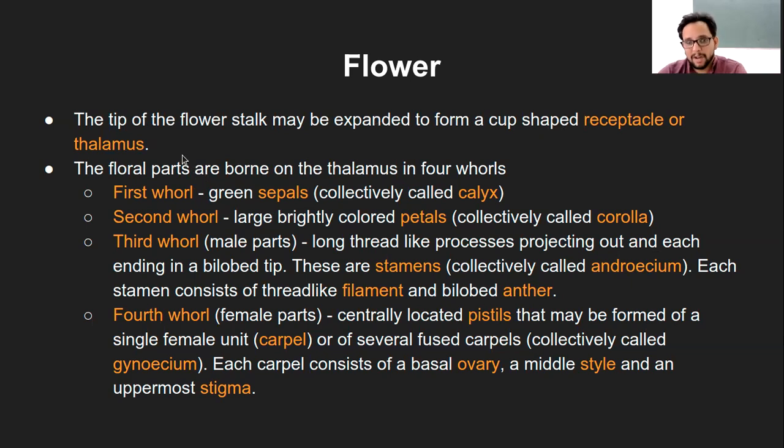Now the other floral parts, which we commonly see, are classified into four different components, or they are also called whorls. So the floral parts are borne on the thalamus, that means they are present on the thalamus, which is a cup-shaped structure, and they are in four whorls. Whorls means parts of the flower. So the first whorl contains your green sepals, and they are collectively called the calyx.